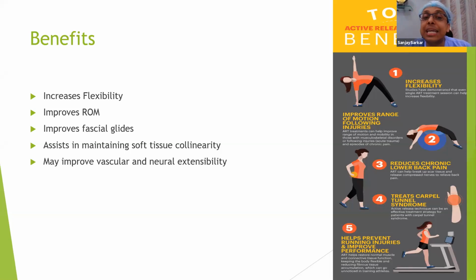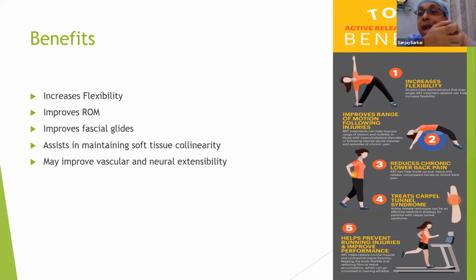It also assists in maintaining soft tissue collinearity. What do you mean by collinearity? Collinearity is fundamentally a physics principle. So what it means is, for example, let's say we have skeletal muscles, and skeletal muscle cells are myocytes, right? Myocytes. So with trauma, myocytes will not be aligned because there is a trauma. So they will be completely jumbled up.